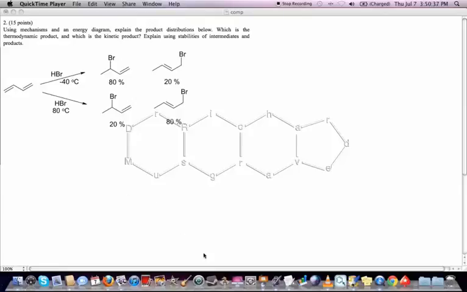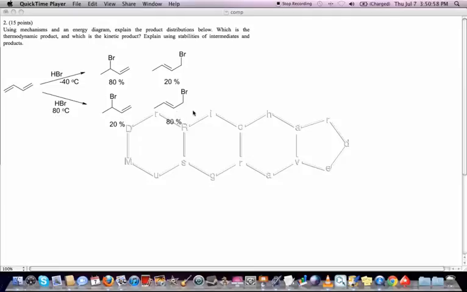I'd now like to talk about a reaction of a diene, and this diene has a competition process going on. Under cold conditions, we get this distribution of products where we get 80% of this one and 20% of this product. And at warm temperatures, we get 20% of this product and 80% of this product.